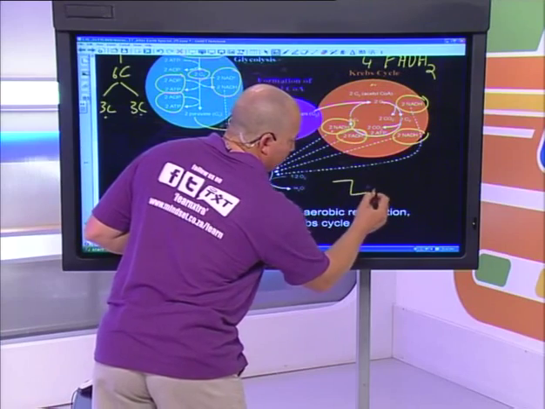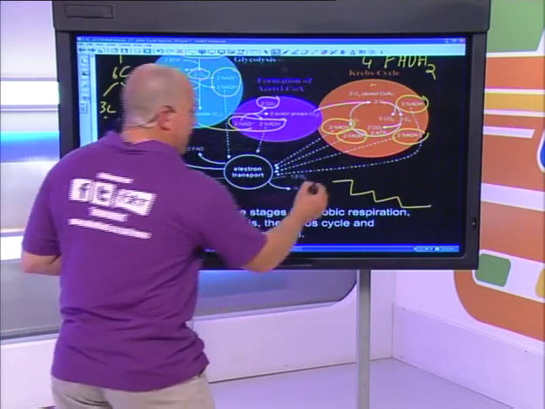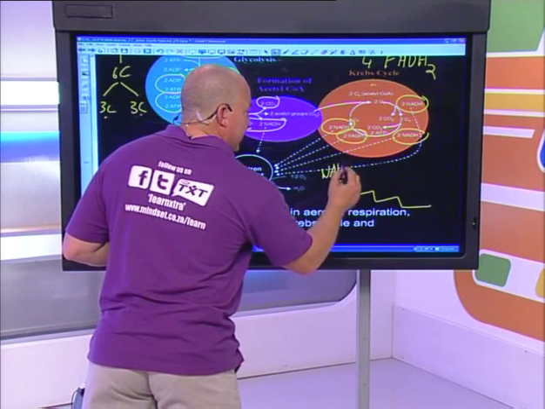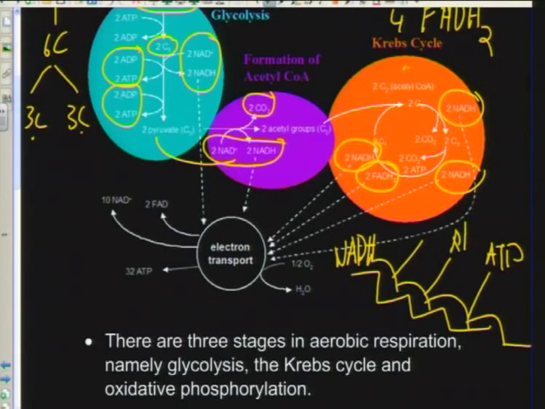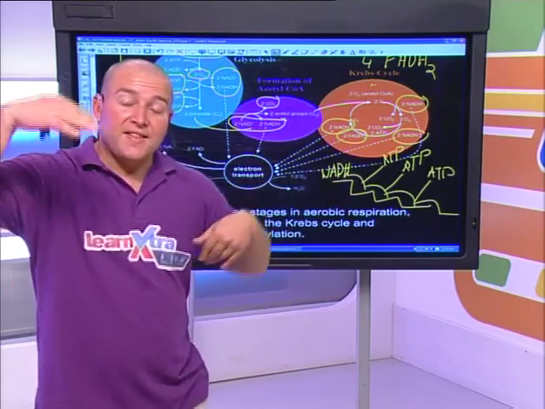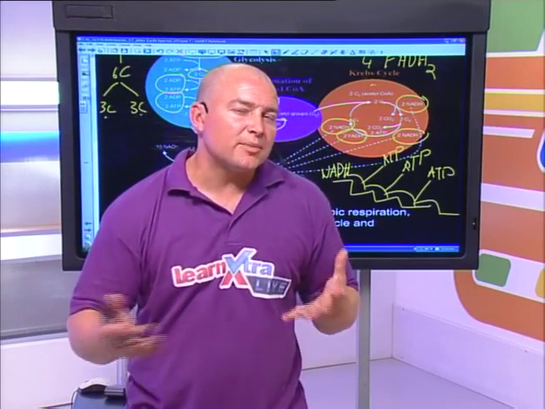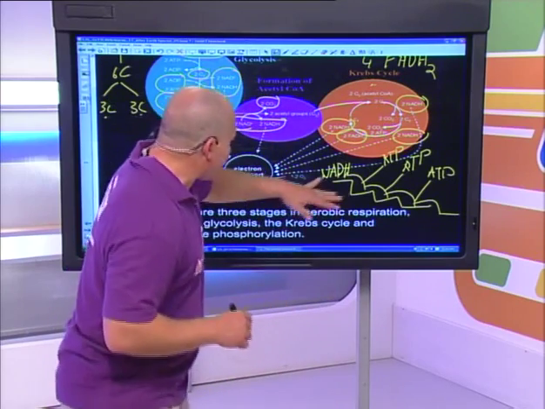For every NADH, I normally say it's like stairs. So if I do this, there it is, stairs. For every NADH that jumps down, one, two, three, every time it jumps, it makes ATP. It makes three ATPs for every NADH. Okay? And then for every FADH, it only makes two. It's a little bit weaker than NADH. So FADH makes two and NADH makes three.